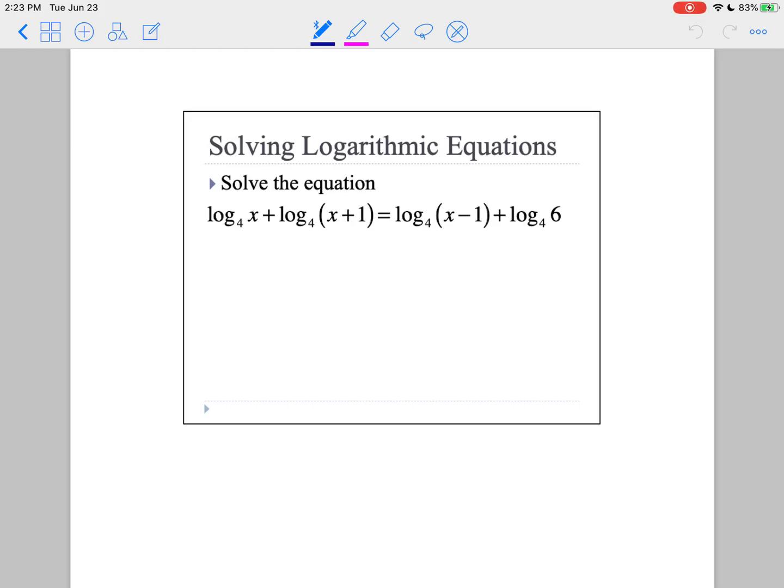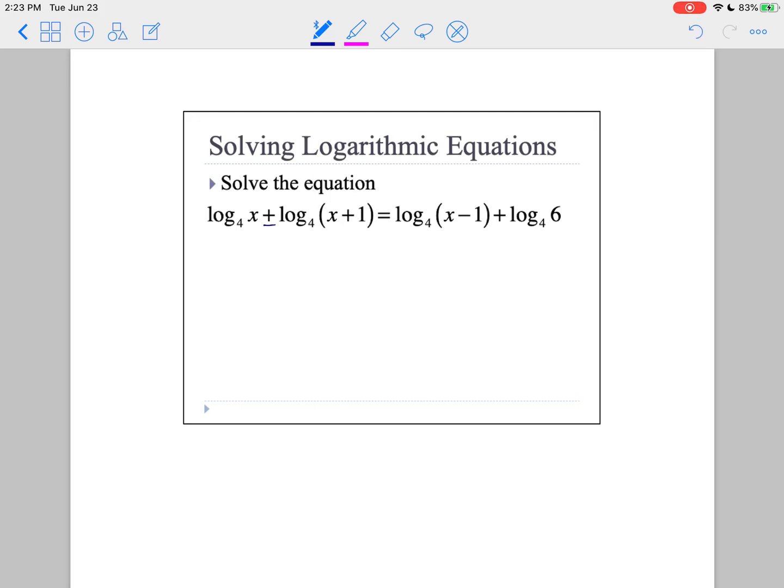Hey everyone, we're back. In this video, we're going to solve this logarithmic equation using the properties of logarithms. We're actually going to condense both sides of the equation, which will allow me to then use that same property of equality that we used when we found the same base on both sides of the equation.